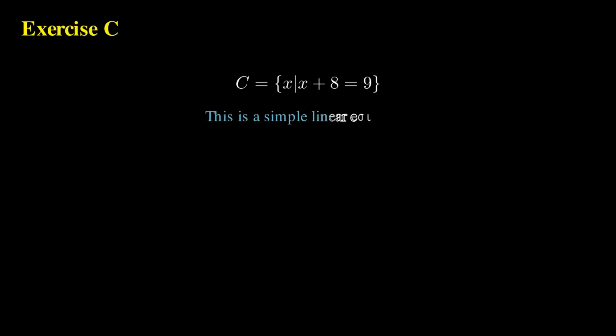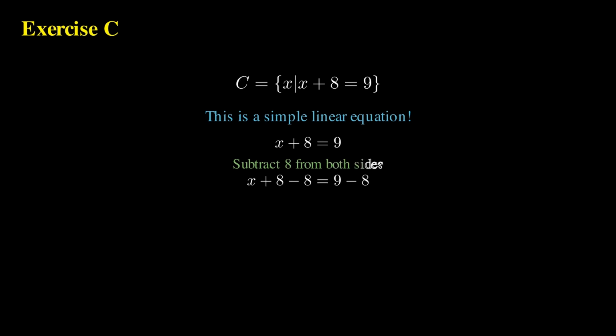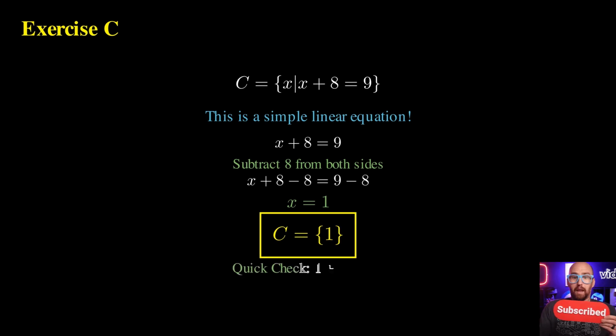C equals the set of all x, where x plus 8 equals 9. This is a linear equation, the simplest type. Subtract 8 from both sides. X equals 1. Quick verification. 1 plus 8 does equal 9. Check. So C equals the set containing 1. Remember, even simple equations follow the same roster notation rules.